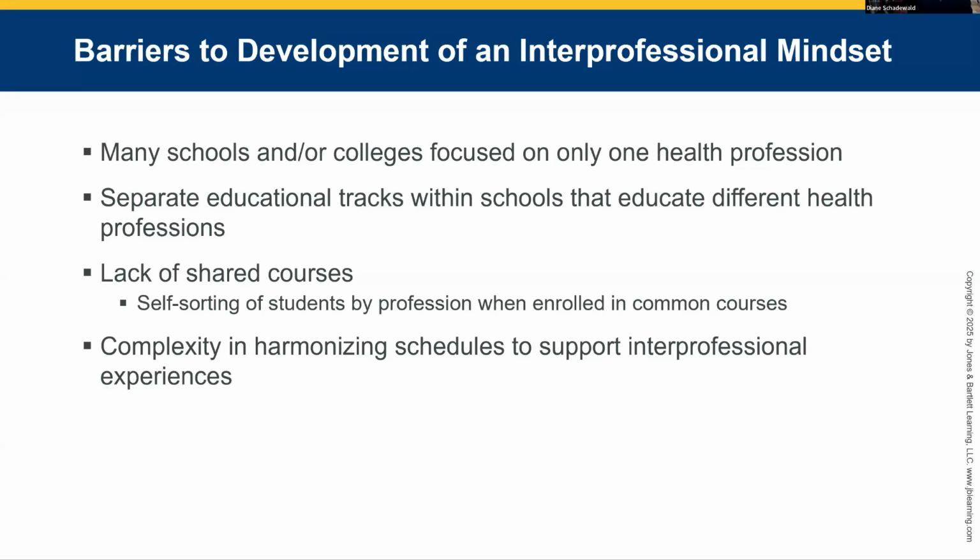Students tend to self-sort by profession. While I'm in the School of Nursing, I'm hanging out with my nursing colleagues, and in the School of Medicine, I'm with the rest of my medical students. So one way to overcome that is for the instructor to assign a group assignment and purposefully assign students from different professions to the same group. That would be one way to overcome that barrier.